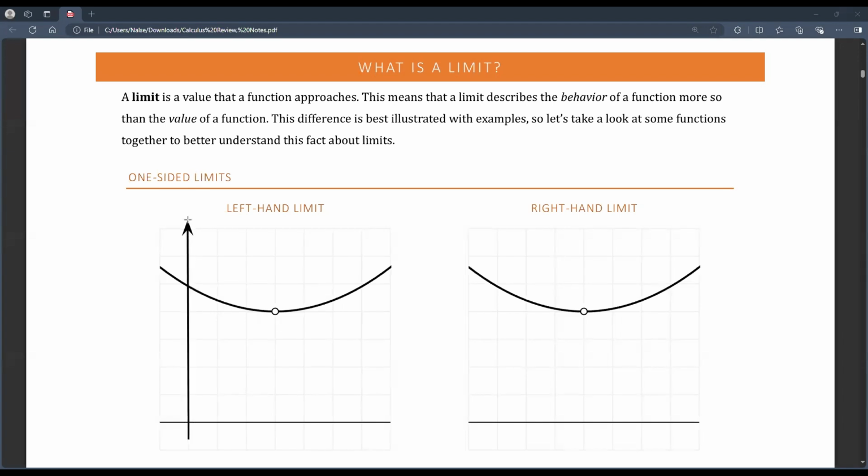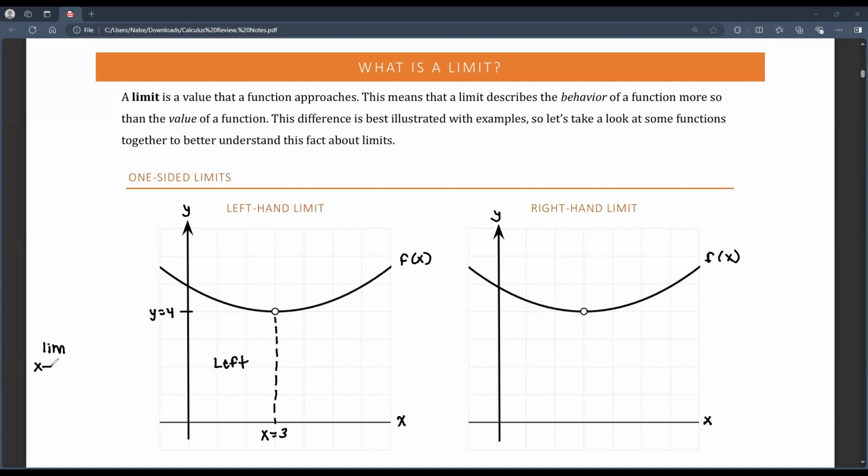A limit is a value that a function approaches. A function can approach a value from just one side, either the left or the right. These are called one-sided limits. Let's start with a left-hand limit. Like, what is the limit of f of x as x approaches 3 from the left?